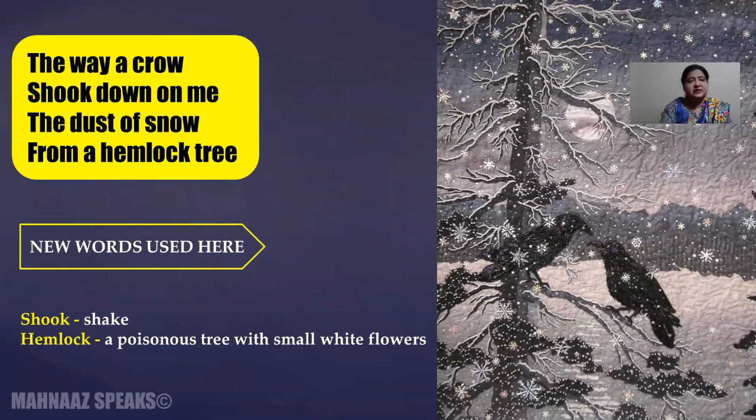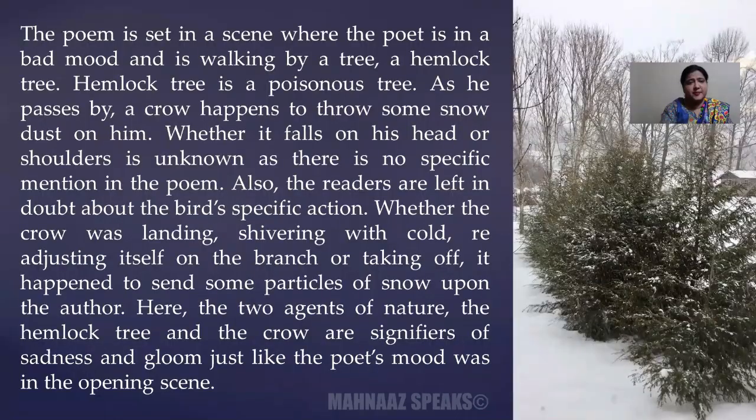The first stanza of the poem: The way a crow shook down on me the dust of snow from a hemlock tree. The new words used here are shook, shake, and hemlock, a poisonous tree with small white flowers. The poem is set in a scene where the poet is in a bad mood and is walking by a tree, a hemlock tree. Hemlock tree is a poisonous tree.